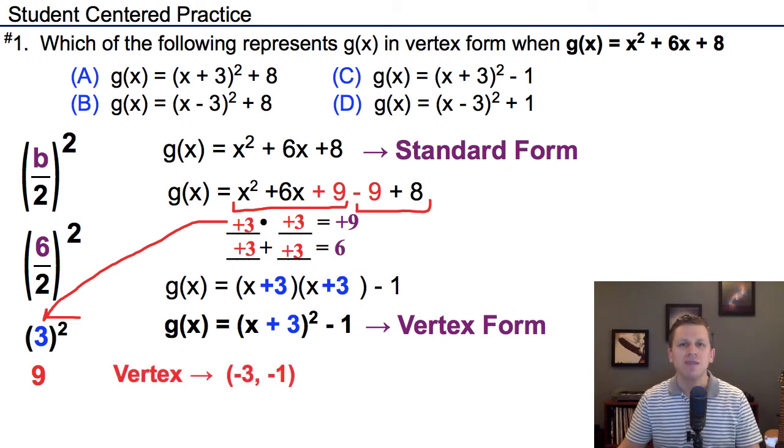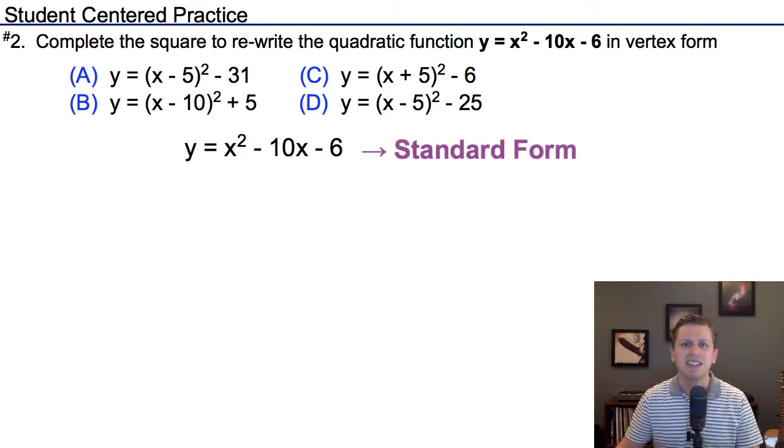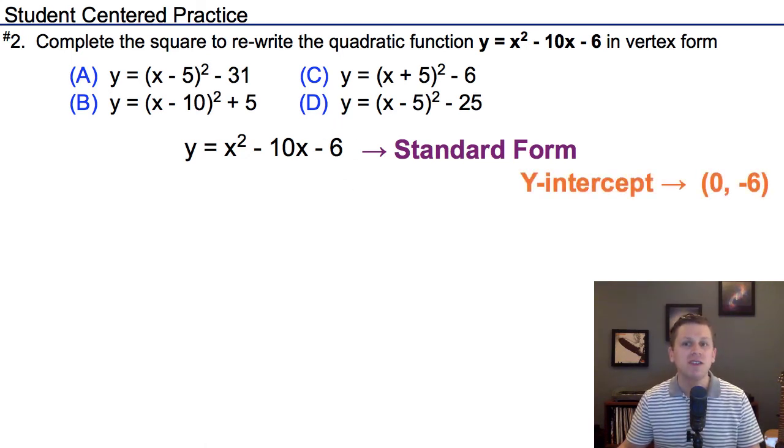Let's try another example. In problem number 2, complete the square to rewrite the quadratic function y equals x squared minus 10x minus 6 in vertex form. Here, if we rewrite the function, we can see that it was given to us in standard form. When a function is given to us in standard form, we can actually look at it and find the y-intercept, recalling that the y-intercept is the coordinate 0, c, where c is the constant when this is written in standard form, which gives us a y-intercept of 0, -6.